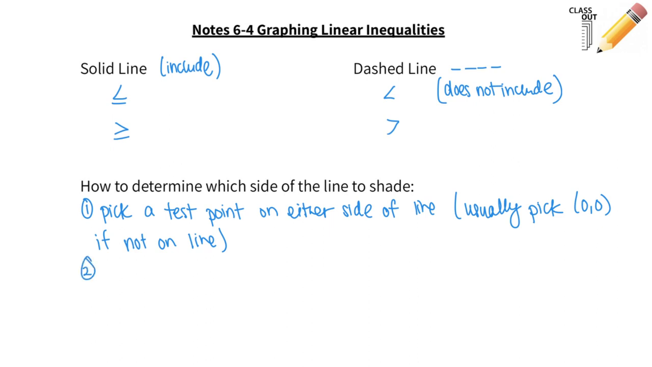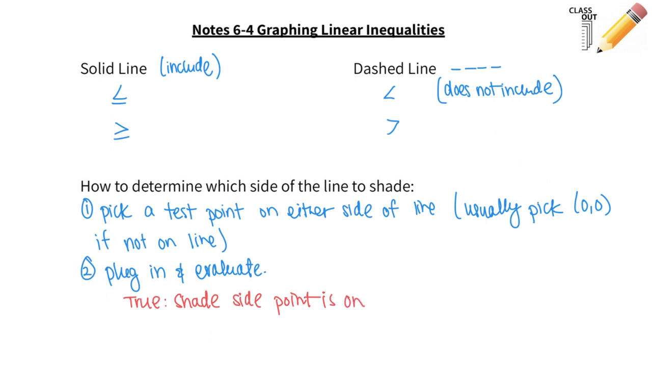Then you're going to plug it in and evaluate the inequality. You're either going to have a true or false statement. If it's true, you're going to shade the side the point is on, because that point is basically a representative of all the points on that side. If that point is a solution, all the points on that side would be a solution. If the statement is false, you're going to shade the other side. We'll look at an example on the next slide.